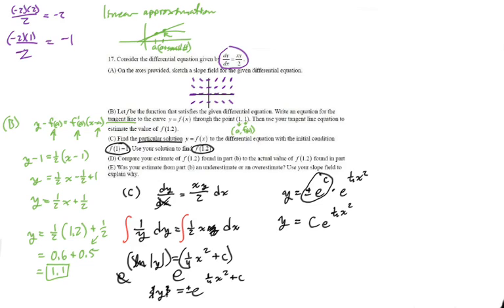To do that, we're going to plug in our initial condition or initial point, however the problem words it, which is 1, 1. And it says it right here. It says f of 1 equals 1. So I'm going to plug in the 1 and the 1 into the x and the y. So I have 1 equals c e to the 1/4 times 1 squared, which doesn't have any real significance.